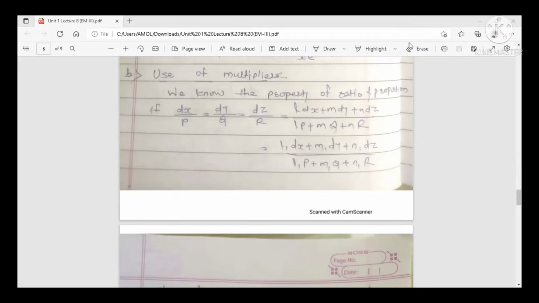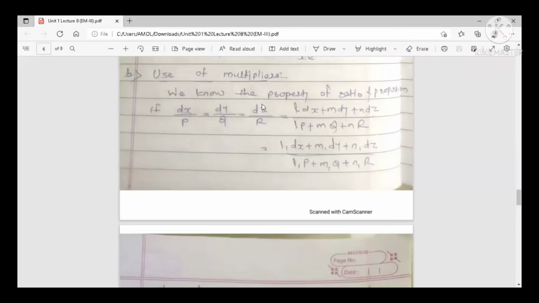Now, how do we find the solution for symmetrical simultaneous differential equations using the multipliers? See, we know the property of ratio and proportion. The form of a symmetrical simultaneous differential equation is dx upon P is equal to dy upon Q is equal to dz upon R, where P, Q, R are functions of x, y, z.